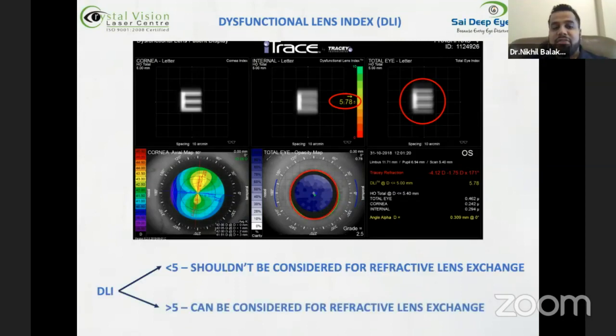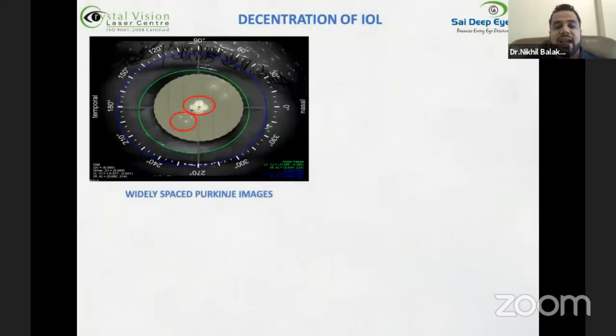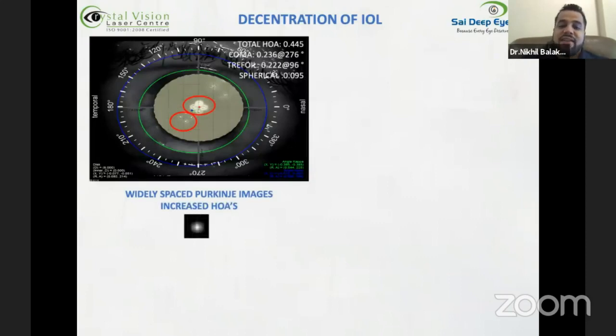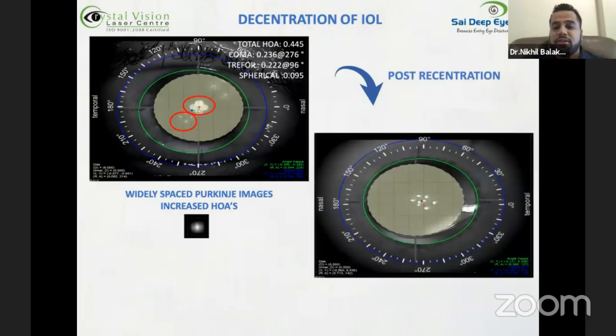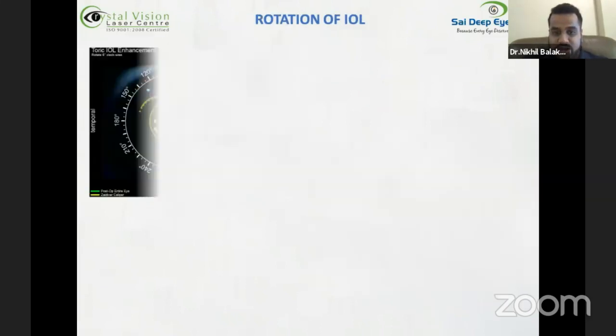Anyone above the level of 5 should be considered for cataract or refractive lens exchange, and lesser than 5 should not be. Now, coming to decentrations, here we see how the Purkinje images are widely spaced from each other. They have increased HOAs, so poor quality of vision. We recentered this patient, and you now see how closely spaced the images are, with minimal HOAs and a good quality of vision.